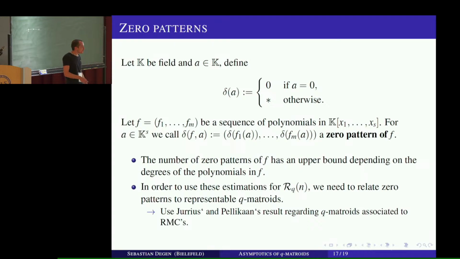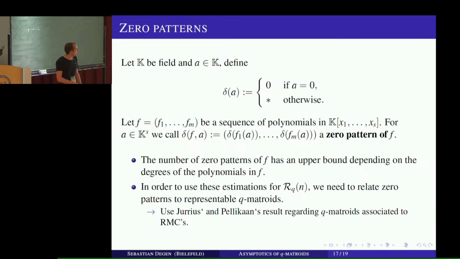So why do we care about the zero patterns? Similar to the subspace code case, the number of zero patterns can actually upper bound it. And this upper bound depends on the various degrees of the polynomials in our sequence. I will not go into details with that. But we want to use these estimations for our number of all representable q-matroids.